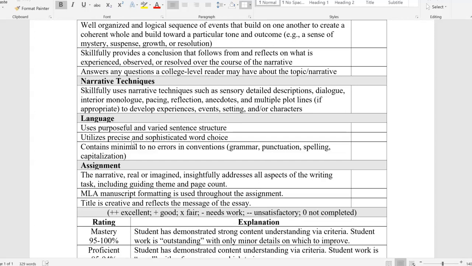You will not get full credit. You may have the best essay ever, but if it's not formatted properly, it's not an A+ like it could and should be. And then, of course, give the assignment a title. It should reflect the message of the essay. I've seen some really good titles so far in these assignments.